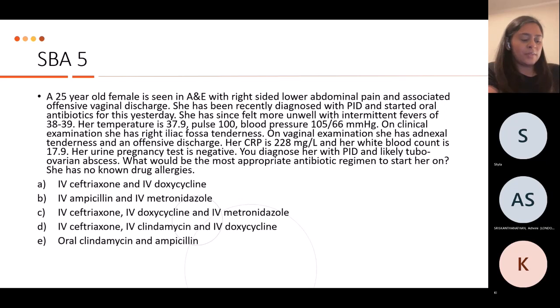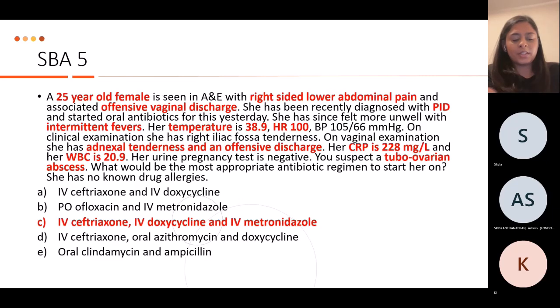Okay, so most of you, I think, got that one correct. Which is C, ceftriaxone, doxy, and metronidazole. Again, you either will know this or you won't know this. But I guess if you thought a little bit about the kind of question and the fact that she was so unwell, you probably think she needs IV antibiotics. So you were either going to go for A, B, or C, really, because the other options have oral in them. So hopefully that would have been a good one to just be able to guess, because you would have had a 50-50 chance if you used some logic.